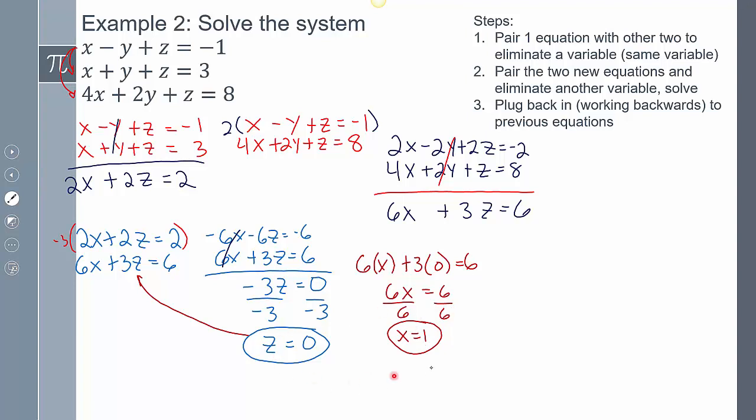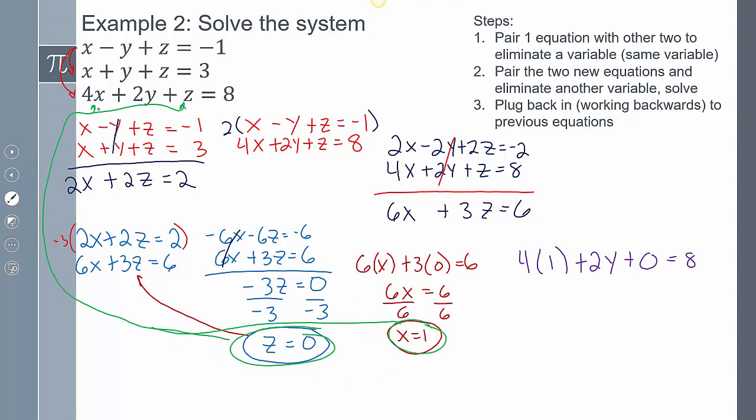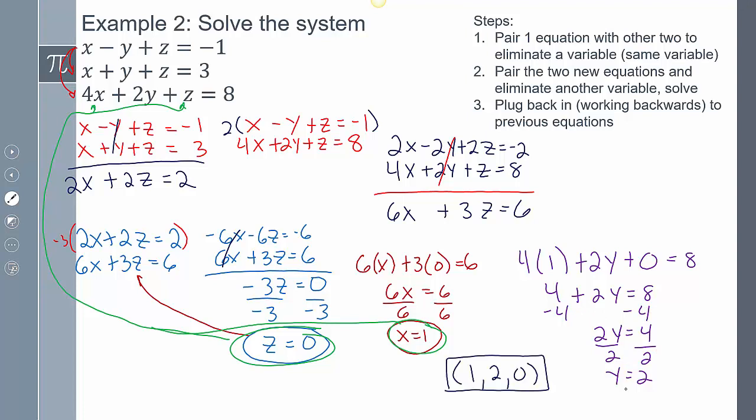Then I have to take both of those values and plug them back into one of the originals. Solving for y, that turns into 4, and that z term just disappears. Subtract 4 from both sides, divide both sides by 2, and I got y equals 2. Writing my answer, it's going to be 1 for x, 2 for y, and 0 for z.